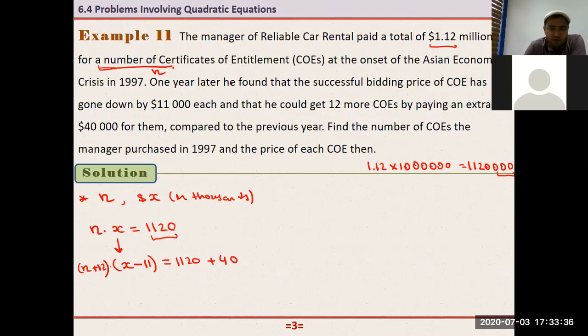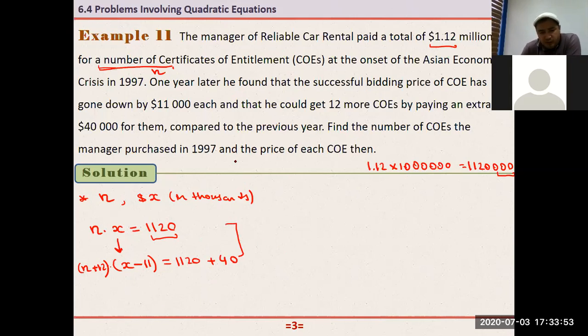Now we have modeled this problem, or converted this problem into a mathematical problem. The next thing is we have to solve this problem. How can I solve this?